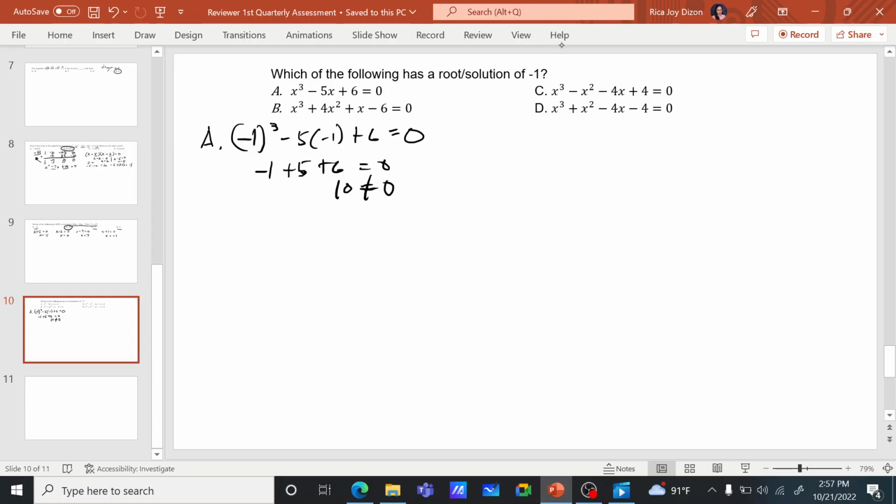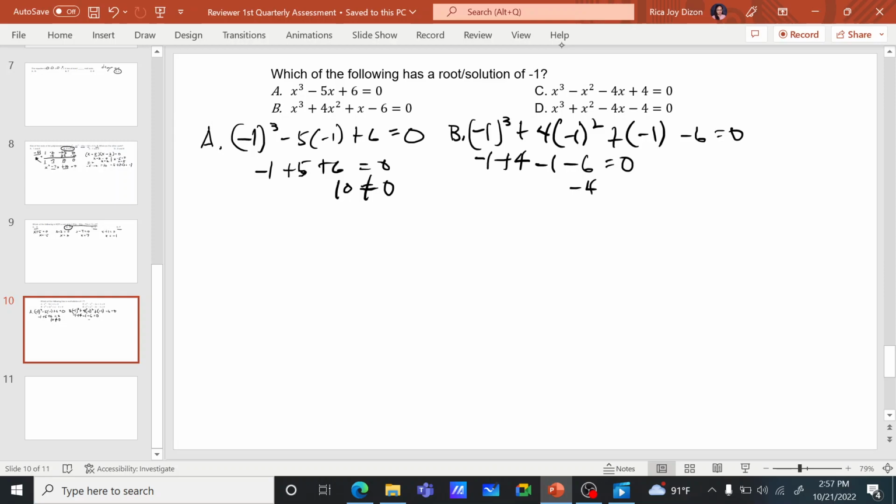For letter B, let's replace x with negative 1 there. Negative 1 cubed plus 4 times negative 1 squared plus negative 1 minus 6 equals 0. Negative 1 cubed means negative 1 times negative 1 times negative 1, which is negative 1. Negative 1 squared is negative 1 times negative 1, which is 1, times 4, that gives us 4. Then plus negative 1 is minus 1, minus 6. Negative 1 plus 4 is 3, minus 1 is 2, minus 6 is negative 4. So it's not a root of letter B.